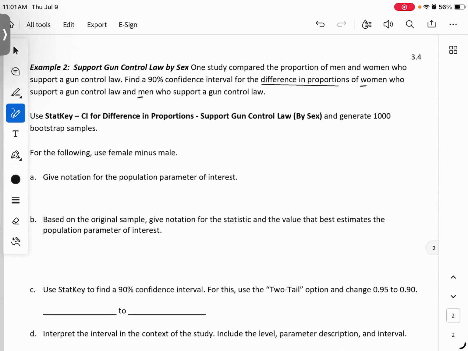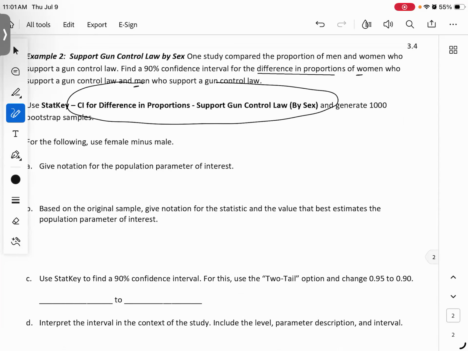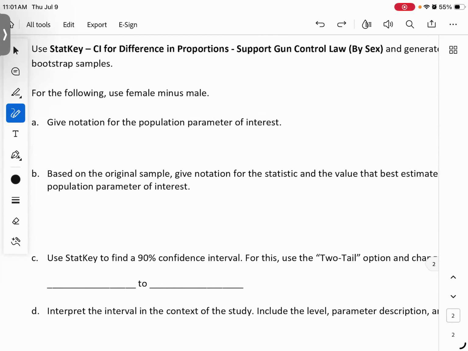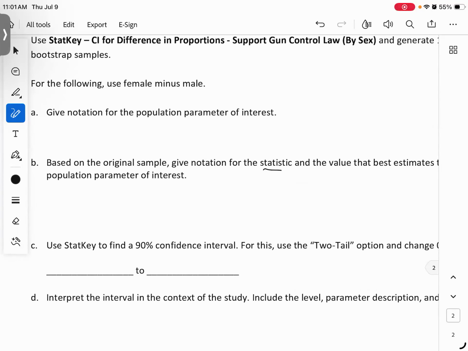So here's what I want us to do. I want us to go to StatKey, and we're going to go to difference in proportions because we've got two groups. The data set's going to be there. It's going to be called support gun control law by sex. And then a couple things before we actually do it. They're going to want two notations. They're going to want one notation for the statistic, which would be the sample, and then a notation for the parameter, which would be the population versus the sample.